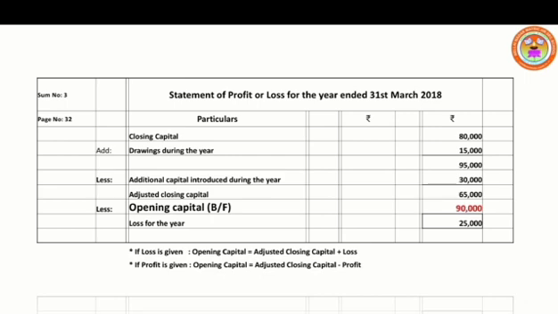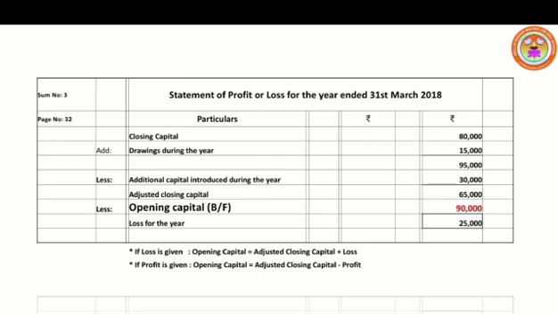It is called adjusted closing capital. Next step, less opening capital. Here opening capital is the missing figure, so leave this column empty. Now look at the next one. Look at the question. Loss for the year is available, so 25,000. Now how to find out opening capital?